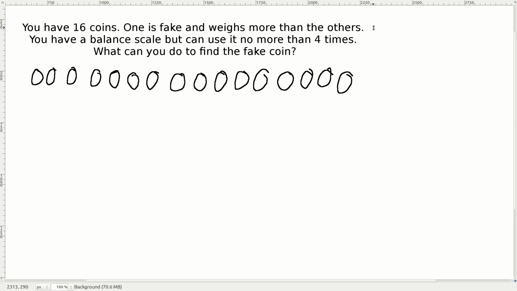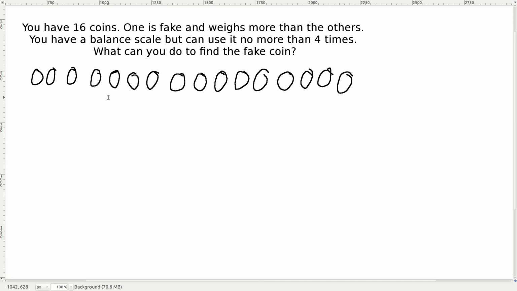Perhaps people are busy and need it, or it will break after a certain number of uses. Whatever the reason may be, you can only use it up to 4 times. What could you do to find the fake coin among those 16 coins? We know that we've eliminated the straightforward approach of just weighing pairs of coins, because that might take up to 8 times of using the scales.